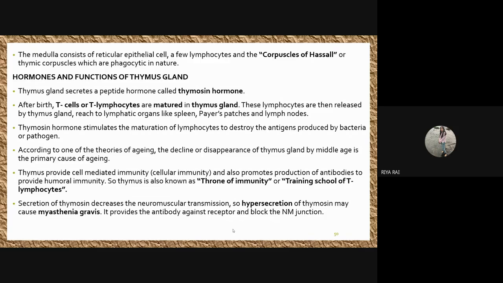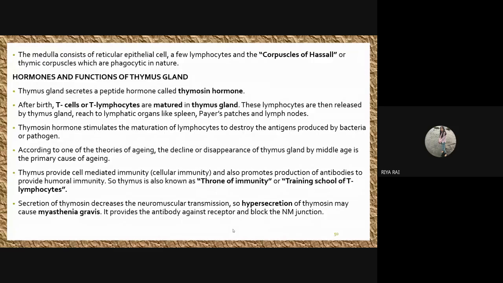Peyer's patches are small masses of lymphatic tissue found in the ileum region of the small intestine. As we all know, the small intestine is generally divided into three parts: duodenum, jejunum, and ileum. The ileum part contains the Peyer's patches, and these Peyer's patches prevent the growth of pathogenic bacteria in the intestines. Thymosin hormone stimulates the maturation of lymphocytes to destroy the antigen produced by the bacteria.